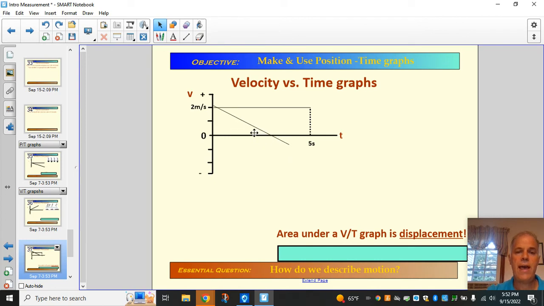Suppose we start at 1.5 meters per second. Trying to make this even here. There we go, about 1.5 meters per second. That's probably about right. Start at 1.5 meters per second and go one direction, slow down, stop, and then go back the way we came.